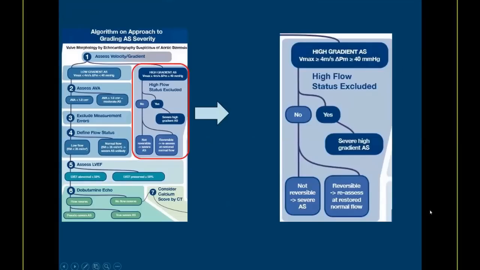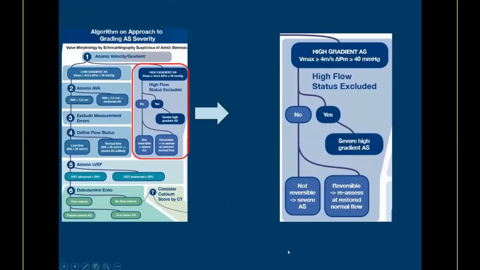The first case I want to show is the most straightforward track, which is the high gradient track. If your Vmax is greater than 4 meters per second and your mean gradient is greater than 40 millimeters of mercury, then you have high gradient AS. The only thing you really need to do at this point, because gradients are flow dependent, is to exclude a high flow state.